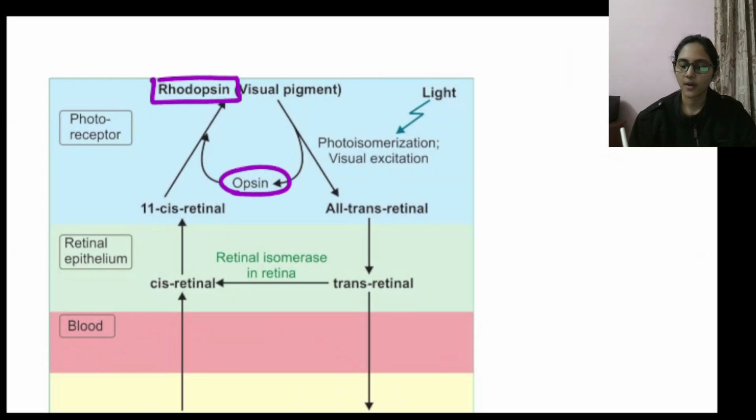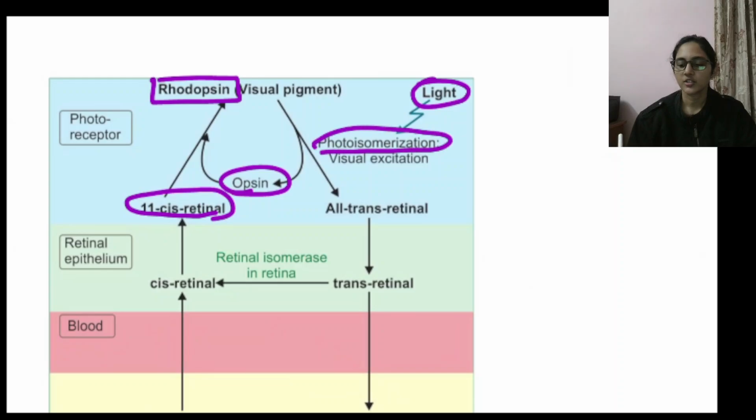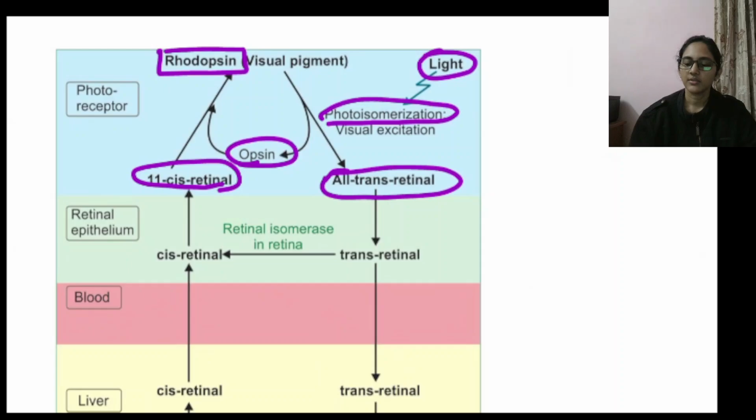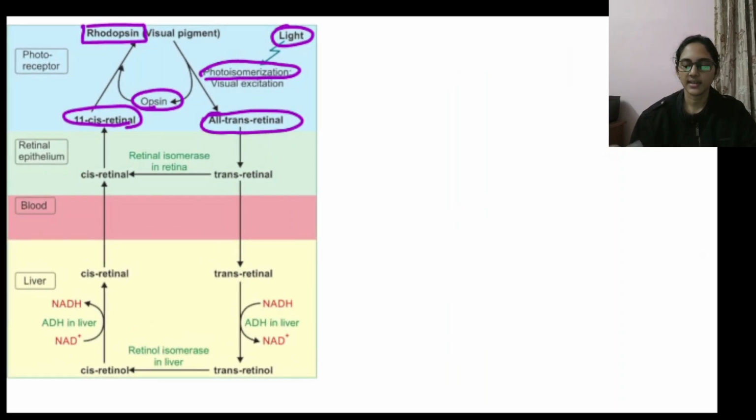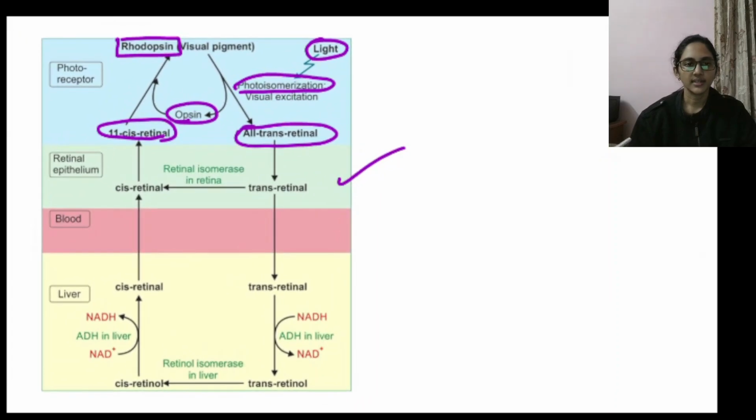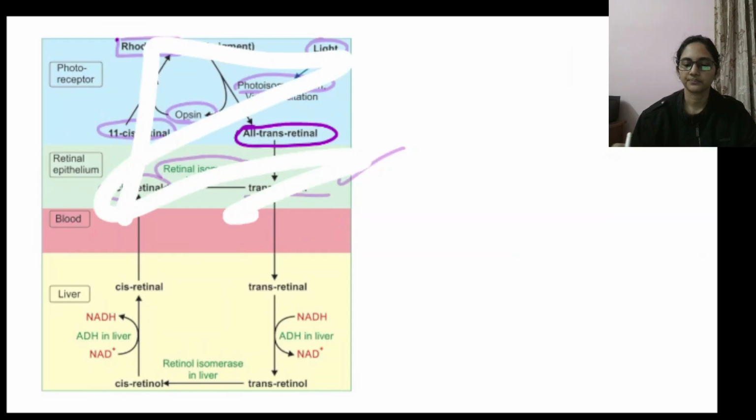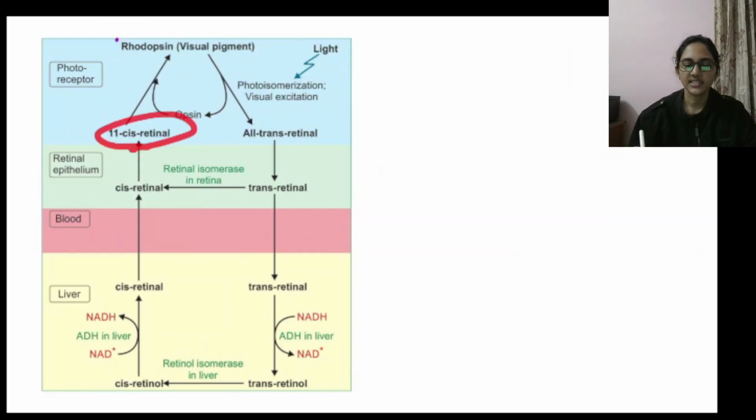Rhodopsin is made of opsin and 11-cis retinal. So on this rhodopsin, whenever light falls, photoisomerization happens, and there is a series of intermediates that are formed, like metarhodopsin. Yes, and then finally all-trans retinal is formed. Now this all-trans retinal goes to the retina. Here, with the help of the enzyme retinal isomerase, it can get converted to cis retinal, and it can form 11-cis retinal.